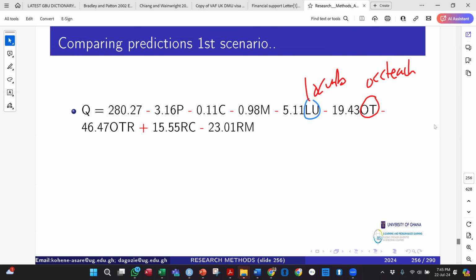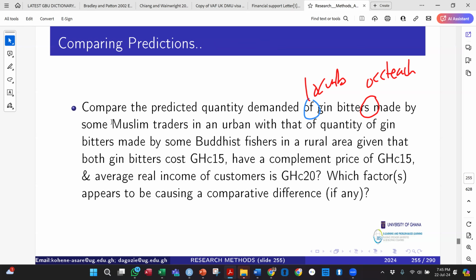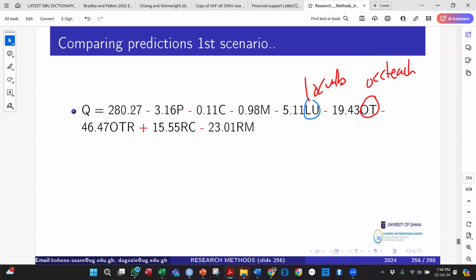All right. So with that in mind, the equation has been rewritten here. We are going to do a prediction. In the first scenario, let's go back to the storyline. We are told that these people are Muslim traders in an urban town. Don't forget that. But look at the price. The price of gin bitters is 15, complement is 15, income is 20. So let's go and substitute them. So we have the equation 280.27 minus 3.15, or 16 approximately. So instead of P here, we'll write what number?